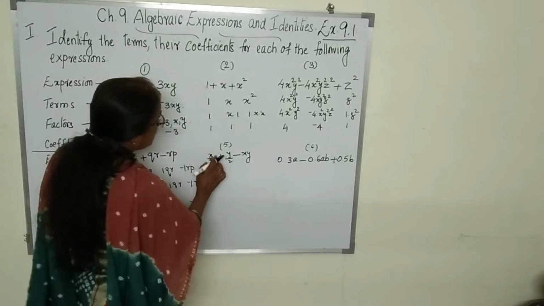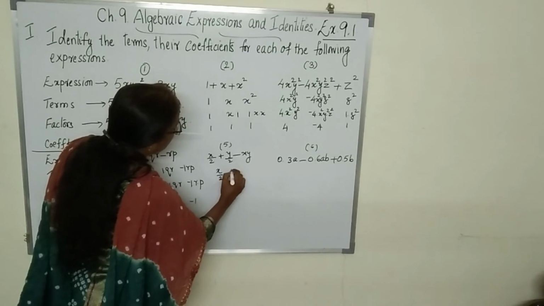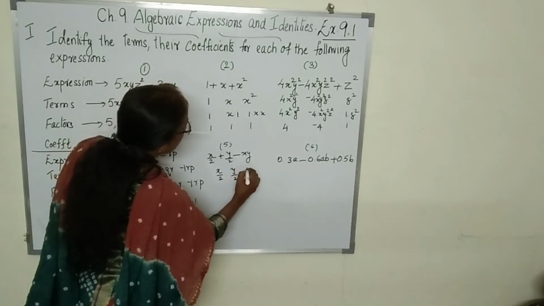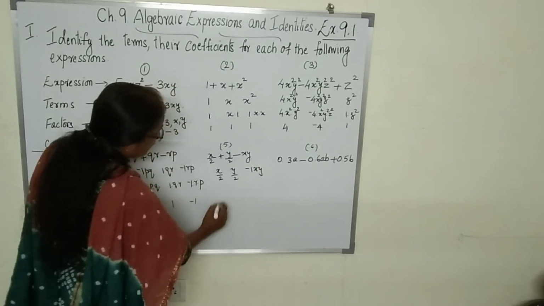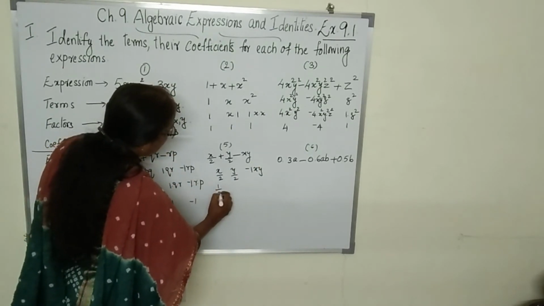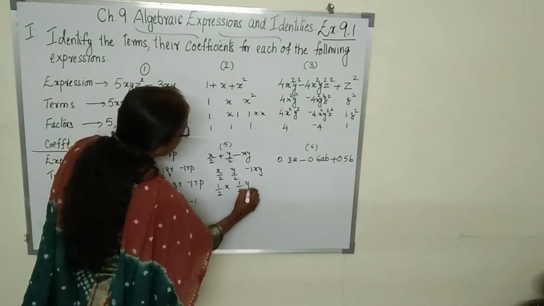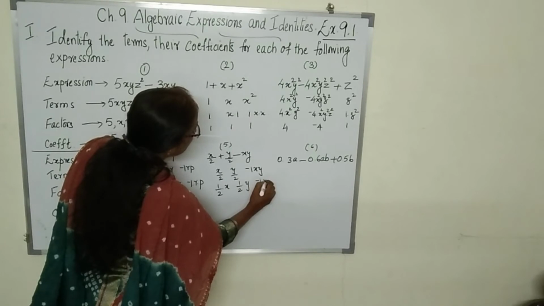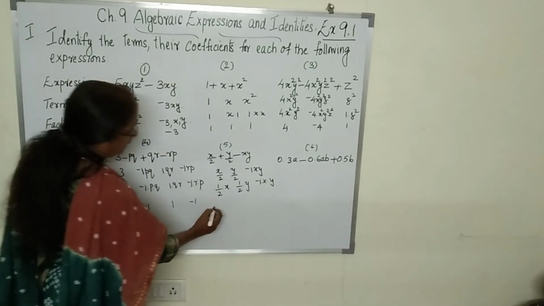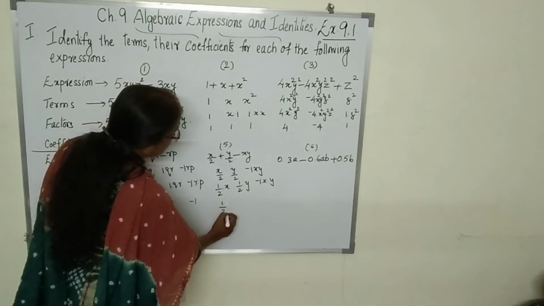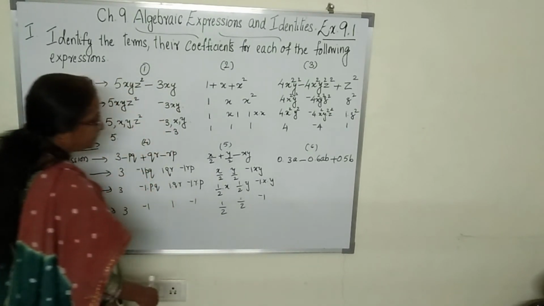Now here it is x by 2, y by 2 and minus 1xy. So what are the factors? 1 by 2 into x, 1 by 2 into y and minus 1 into x into y. So what are the coefficients here? 1 by 2, 1 by 2 and minus 1.